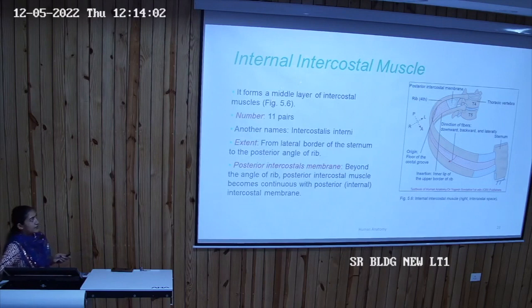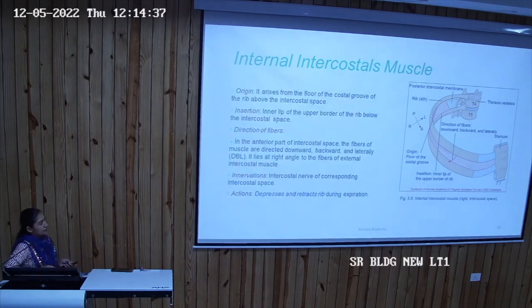Next, coming to the internal intercostal muscles. Now the internal intercostal muscle, you can see, is deficient posteriorly. It is extending from the lateral border of the sternum and it is going backwards. And posteriorly it is deficient, it cannot reach the vertebra. So that space will be filled by the posterior intercostal membrane. So the anterior intercostal membrane is the part of the external intercostal muscle and this posterior intercostal membrane is the part of the internal intercostal muscle. Now the fibers, how do they arise?